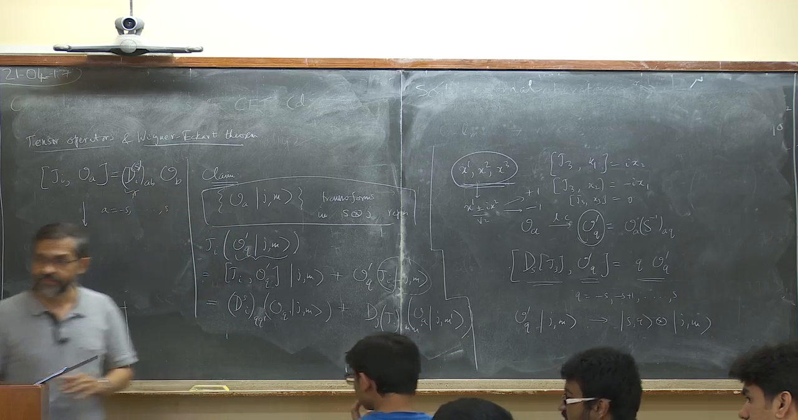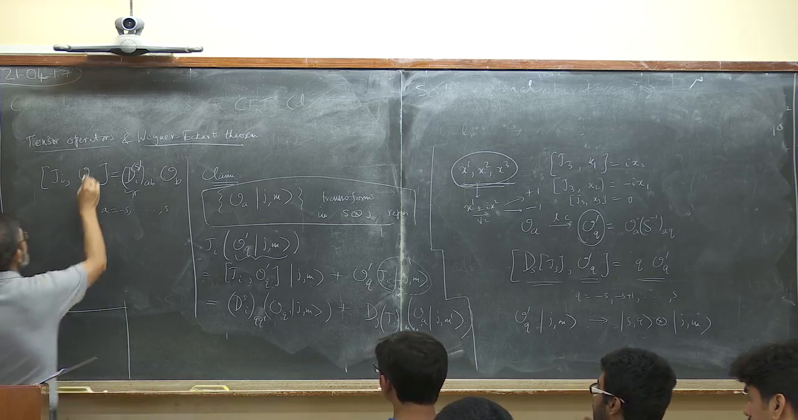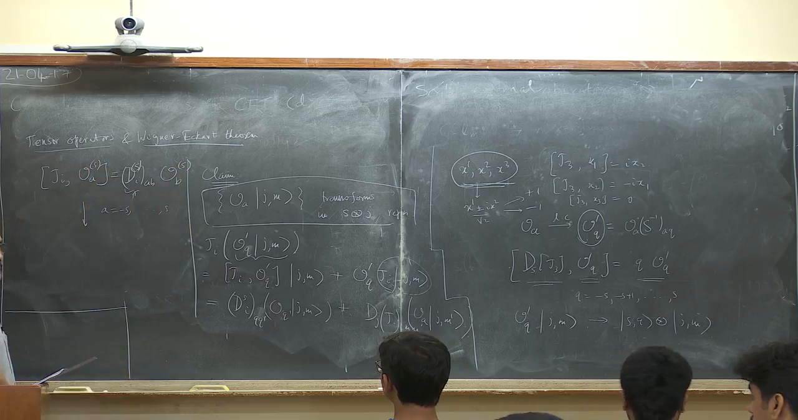Can you also put a label over the O's, because they transform according to spin S, so it becomes more obvious? Maybe. This is the full statement.